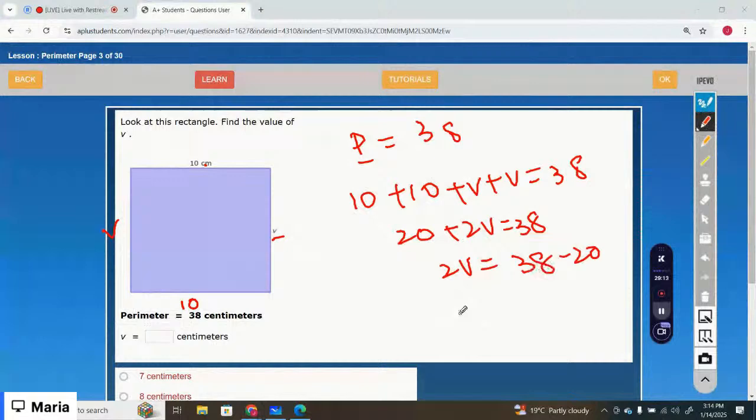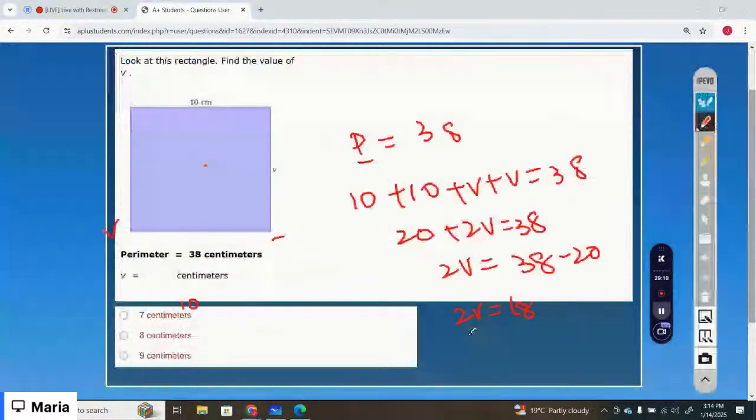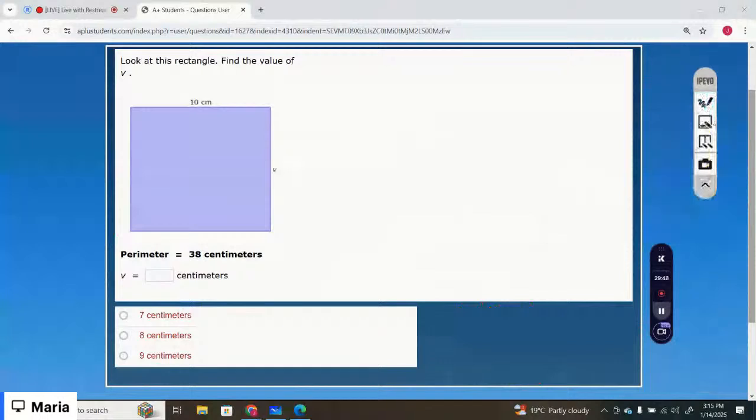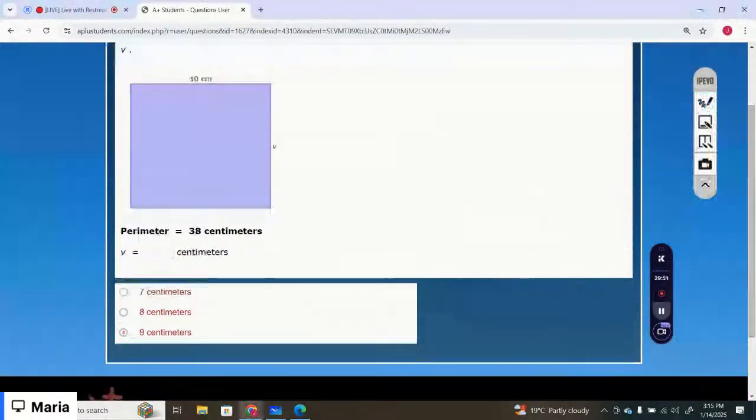38 minus 20, so 2V equals 18. Divide both sides by 2 because you need to calculate the value of V. 2 times 9 is 18, so V equals 9. These side lengths are 9. Any question you can ask if you have any. So V equals 9. The correct option is 9 centimeters.